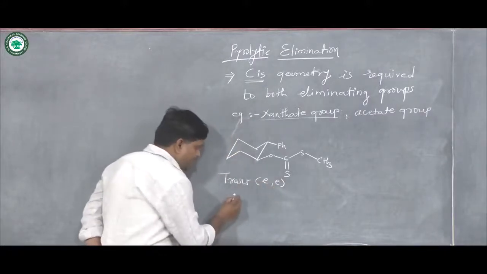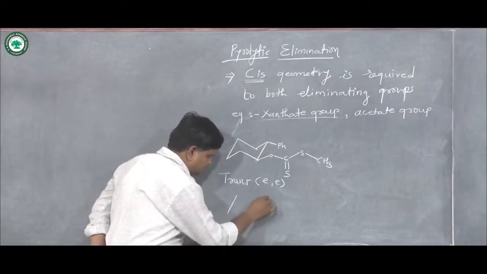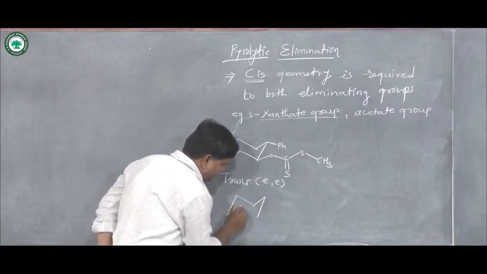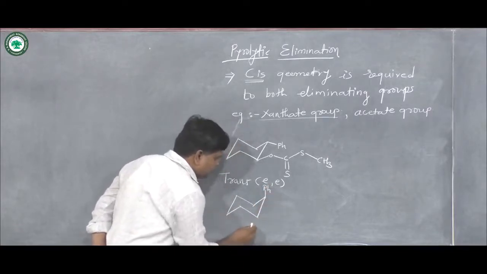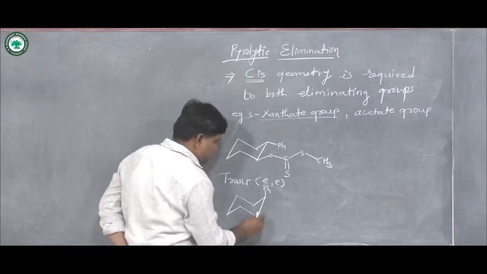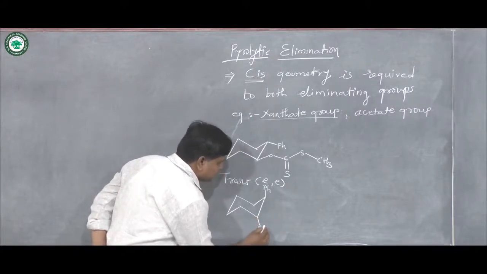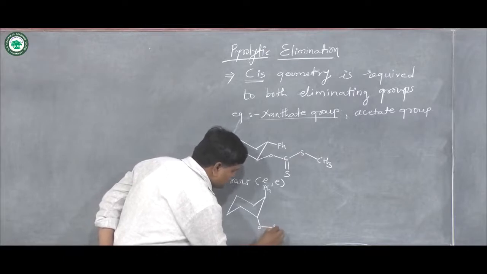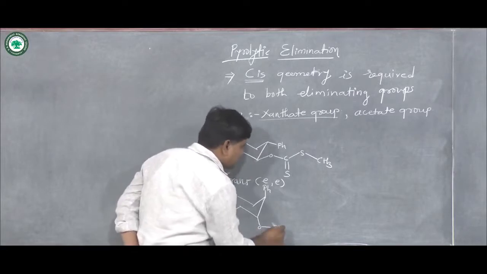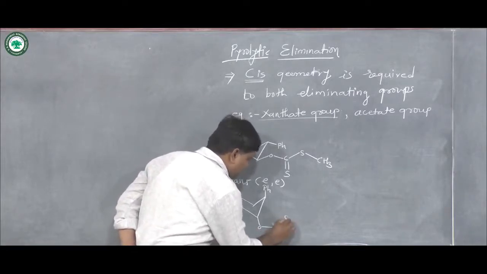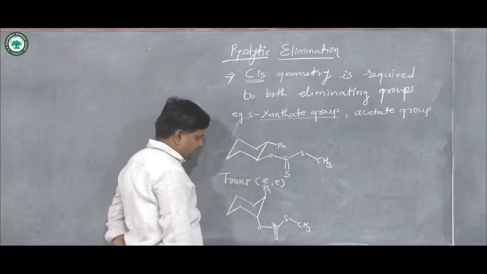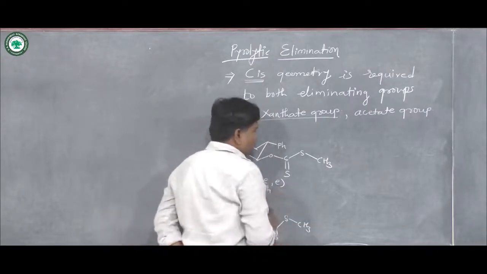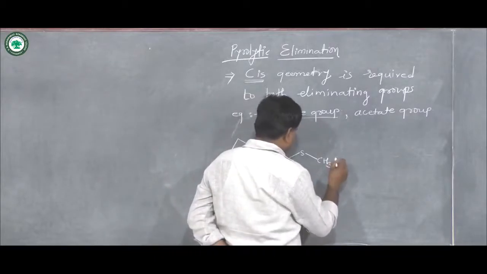And another case, trans axial. We write here, suppose this is phenyl which is present at the axial position, and also this xanthate group which is present at axial, which is at the alpha position, and here this is the SMe. Okay, now what are the products from both of these?